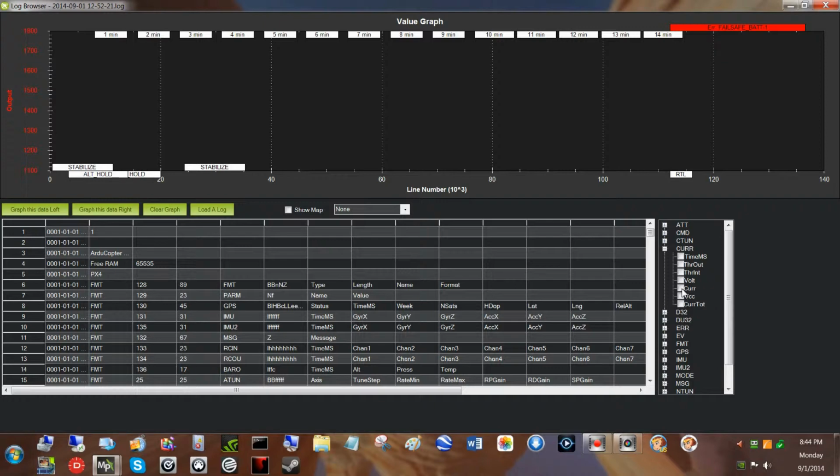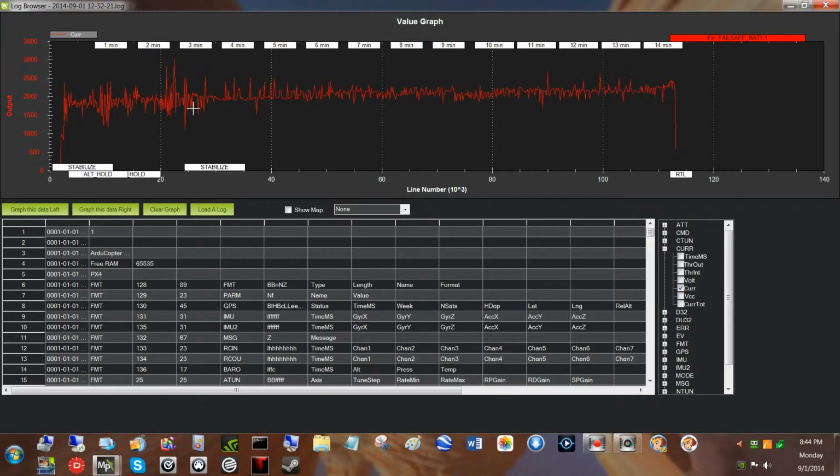Look at the current for that same time period. 200 watts up to 250, spiked here at 300. Those motors will take 380, which is above this graph. So that's all cool.